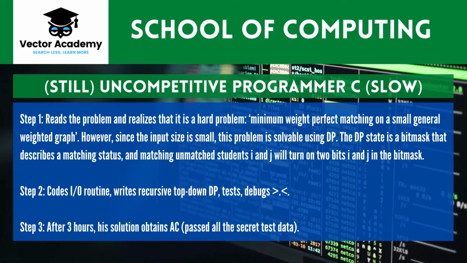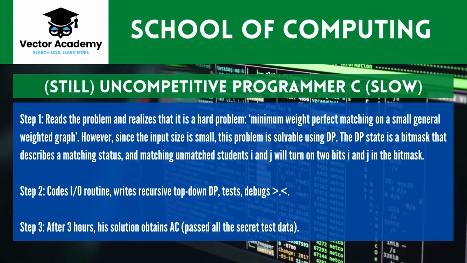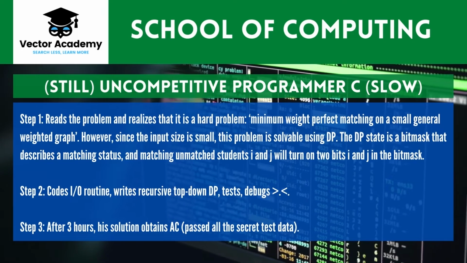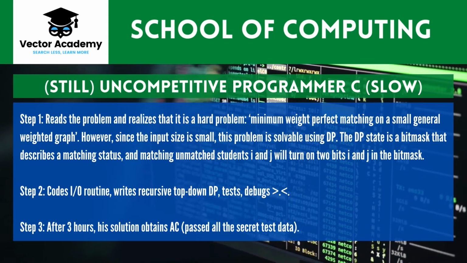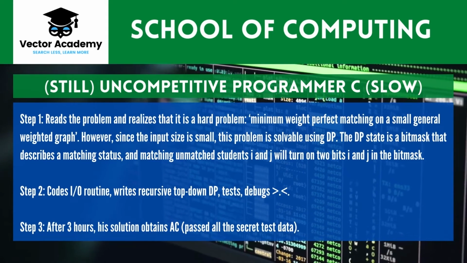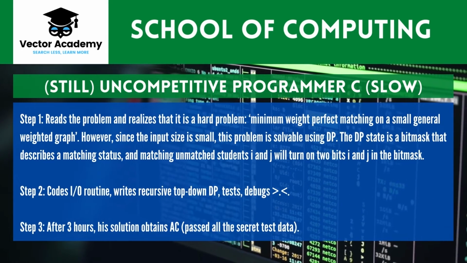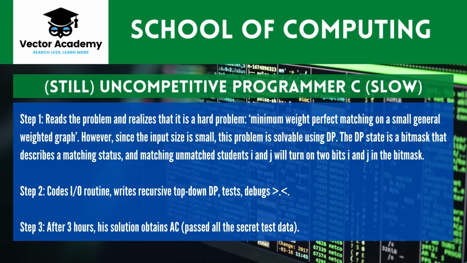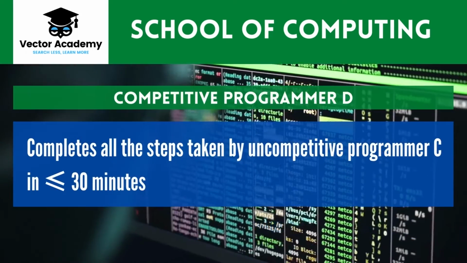The DP state is a bitmask that describes a matching status, and matching unmatched students i and j will turn on 2 bits i and j in the bitmask. Step 2. Codes I/O routine, writes recursive top-down DP, tests, debugs. Step 3. After 3 hours, his solution obtains AC, passed all the secret test data.